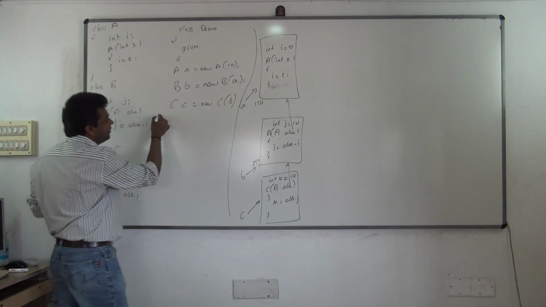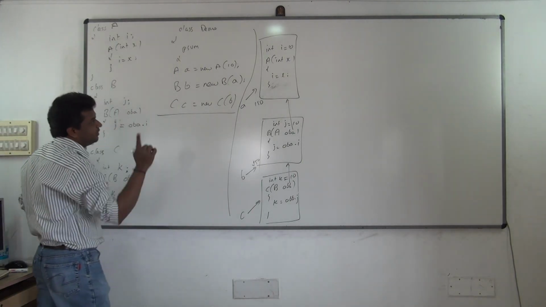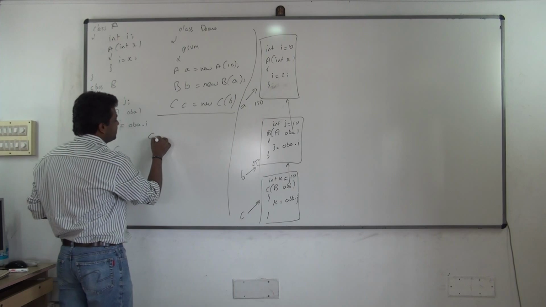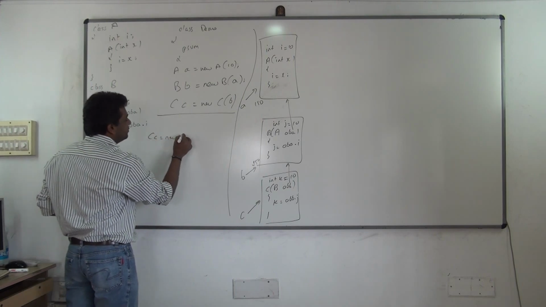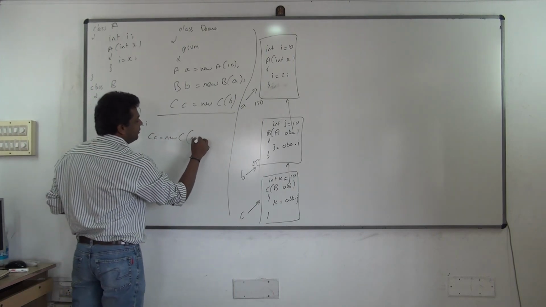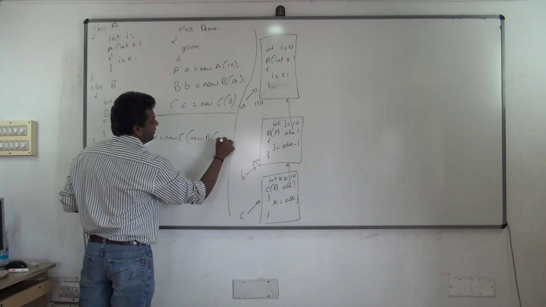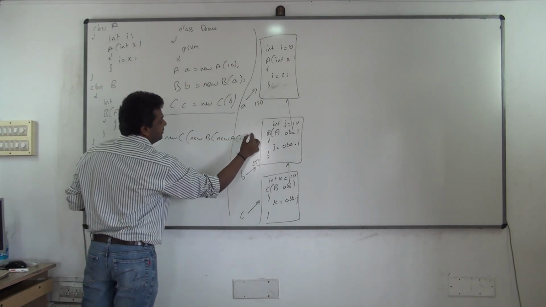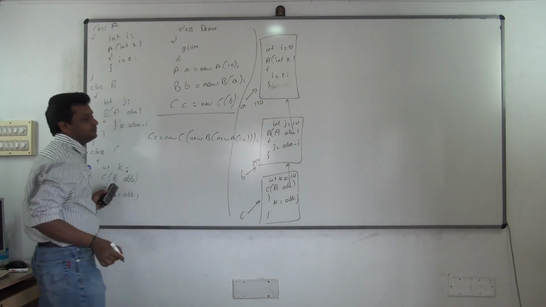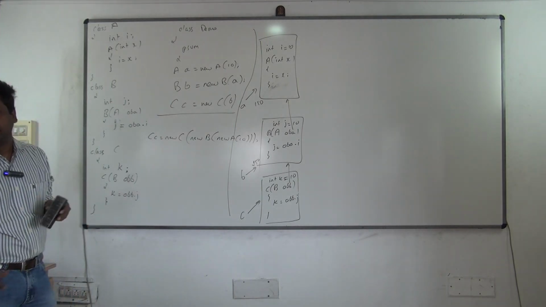Okay, now you have written it in 3 lines. The same thing can be coded in a single line. Now check this out. C c is equal to new C, in bracket, new B, in bracket, new A(10). This is how we will code finally. We will be writing it in a single line.